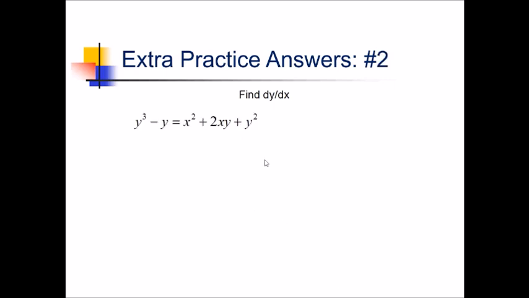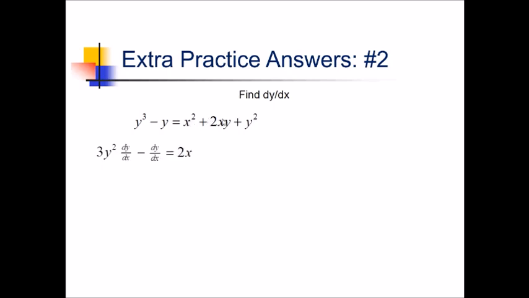For number 3, it would be a huge pain to try to isolate y before taking the derivative. So let's just take the derivative now and do a little implicit differentiation. Going from left to right, we've got 3y squared dy over dx minus dy over dx equals 2x.